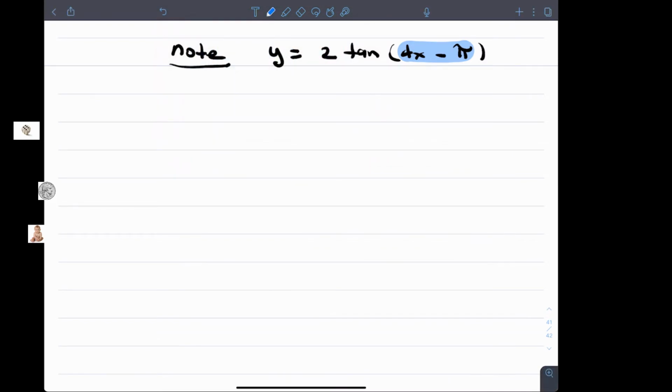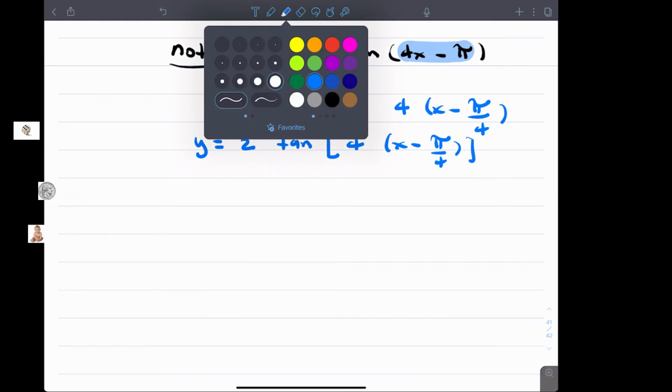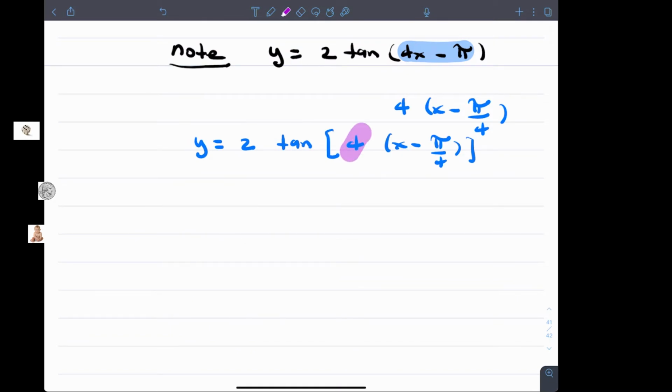So what do I do here? 4x minus pi over what? 4. So this question, in some ways, is 2 tangent 4x minus pi over 4 here. Okay? So what I want to really emphasize is, yes, this value is important, k, right? Because the period is pi over k. What's pi over k? Yes, pi over 4, right?